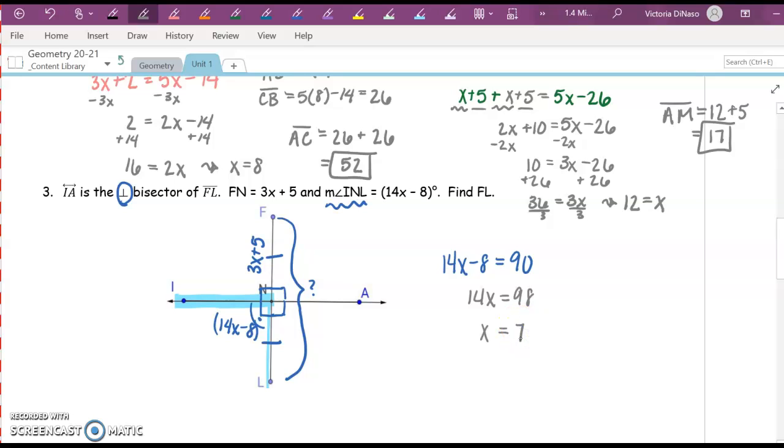So we're going to take 7 and input it into 3x plus 5. So we have 3 times 7, which is 21, plus 5, it gets me 26. So this is 26, which means that this is also 26. So the full segment, FL, equals 26 plus 26, which is 52.